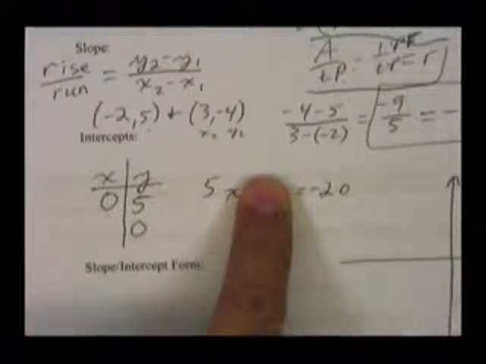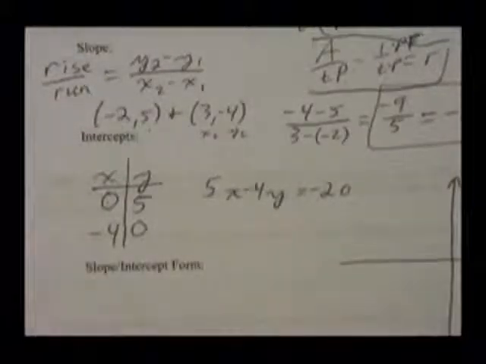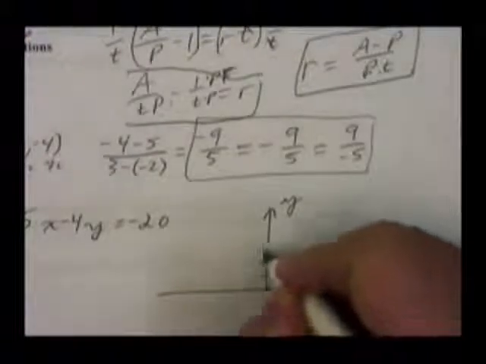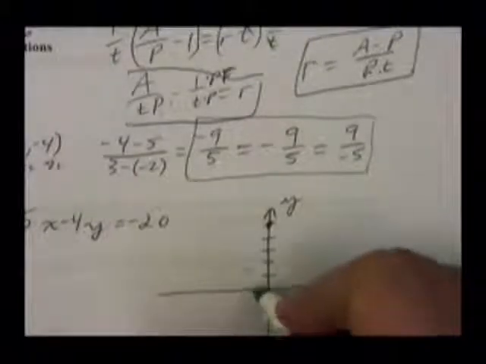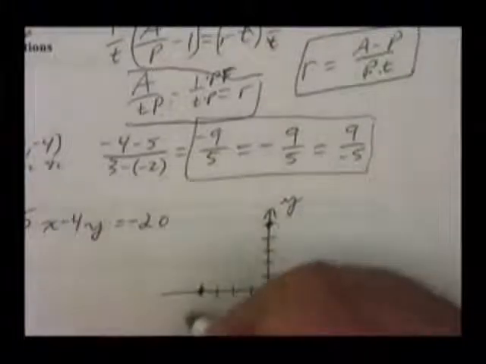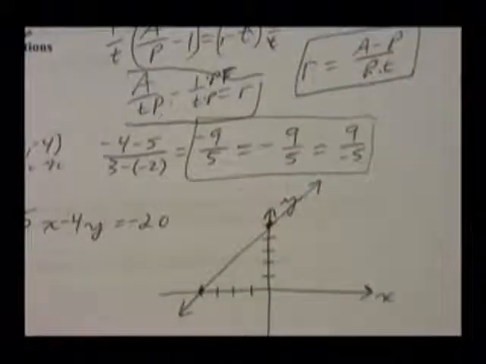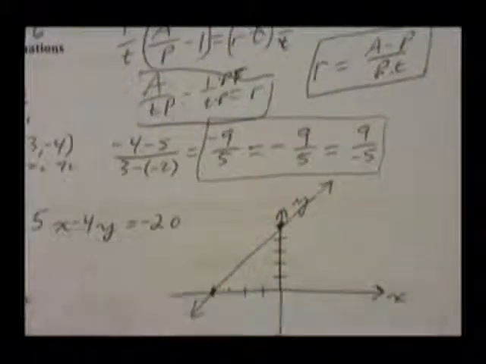And that's my y-intercept. If I let my y be 0, and that takes this term out of it, I get 5x equals -20. Divide both sides by 5, I get -4. That is my x-intercept. So if I go over to my graph over here, I have a y-intercept of 5. It's right here. And I have an x-intercept of -4 right here. And I've got two points that uniquely determine a line, so I can just connect the dots. And there is my graph of the line 5x minus 4y equals -20.